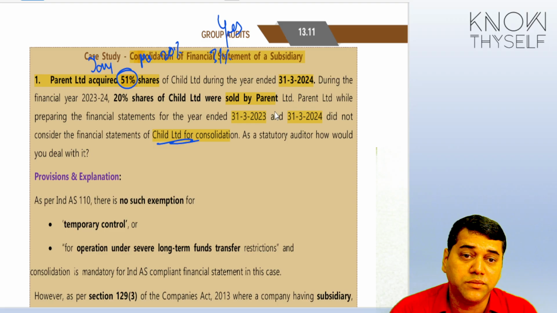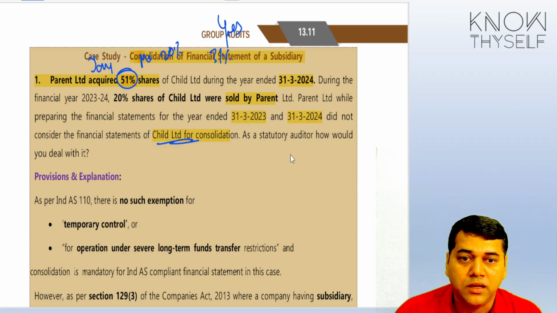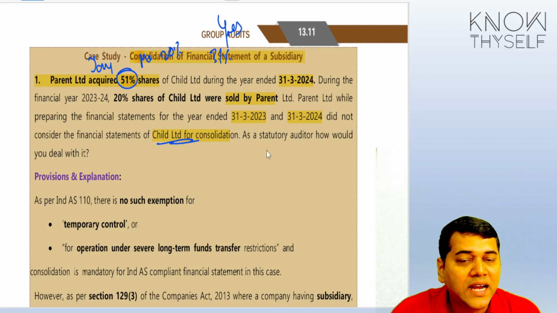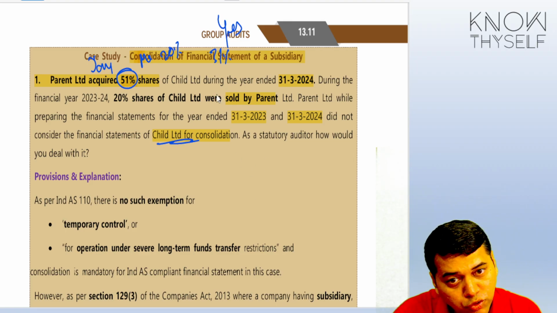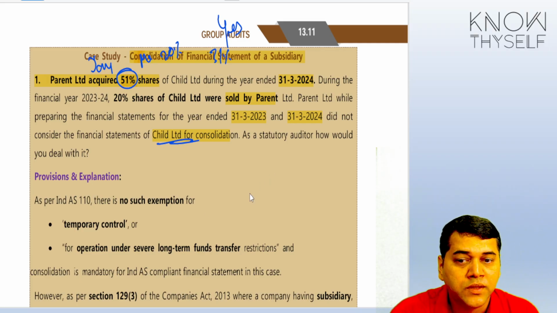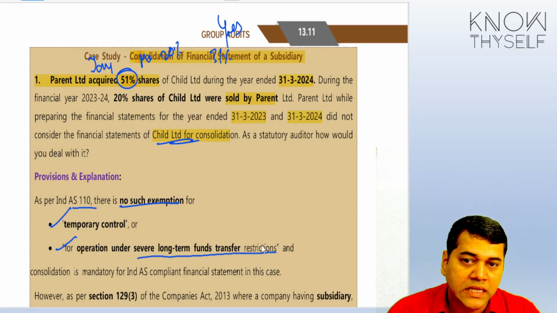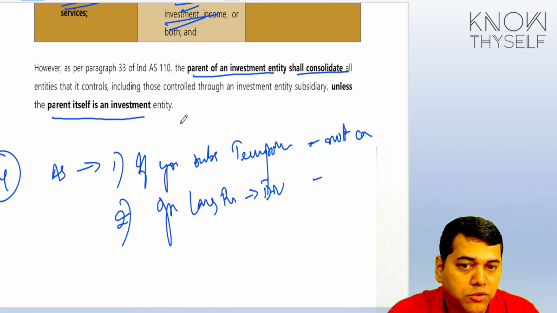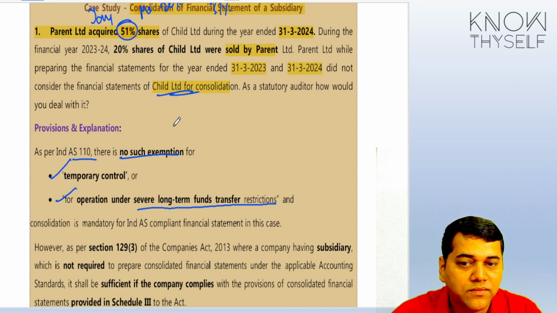Okay, first question comes, whether they had a subsidiary? Yes, so they have to prepare. Now, did they have any exemptions from preparation? Otherwise, no, they have to prepare CFS even though it was a subsidiary for part of the year. Now, in Ind AS 110, there is no such exemption called a temporary control or for operation under severe long-term fund transfer restrictions. This is that fourth exemption I was talking about. They didn't tell you directly as a theory, but they are telling you as a case.